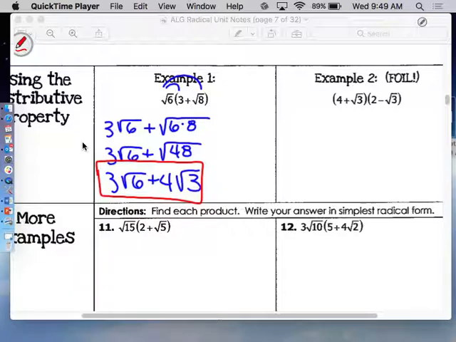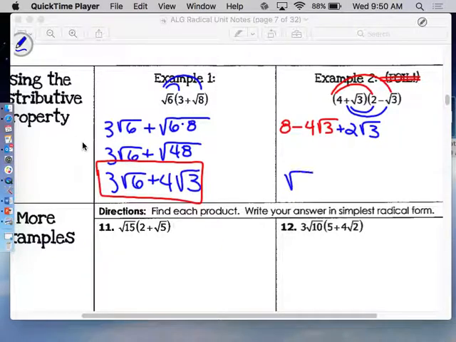An example like number 2, where you've got a binomial set up times another binomial, just run through the process of distributing. 4 times 2 is 8, and then 4 minus 4 radical 3. Come back to the first binomial and repeat the process. And then here you've got positive radical 3 minus radical 3. So let's just stop for a minute and review. If I have radical 3 times radical 3, that's just the rational number 3.